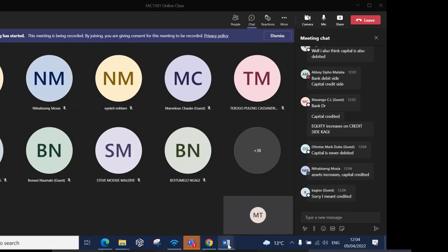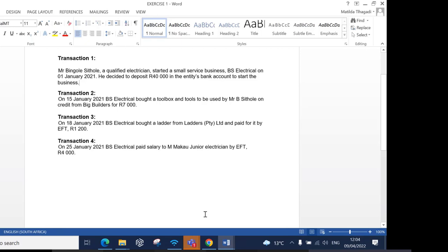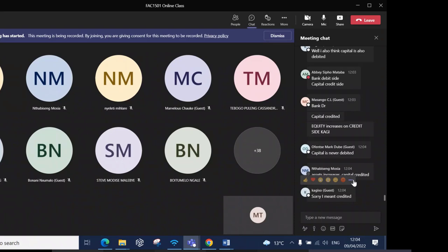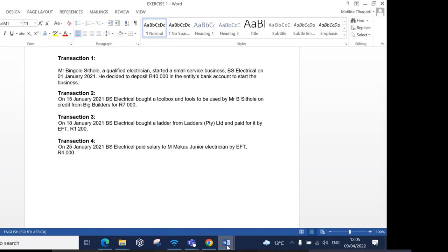So let's apply the same rule on transaction number two. Transaction number one, guys, well done! Everybody is understanding the double entry principle. Well done on transaction number one. So let's look at transaction number two and apply the double entry rule.